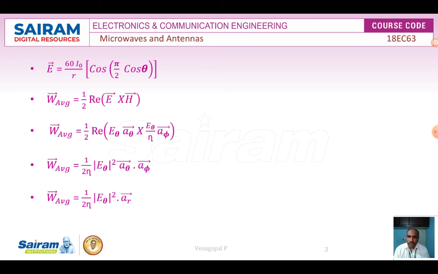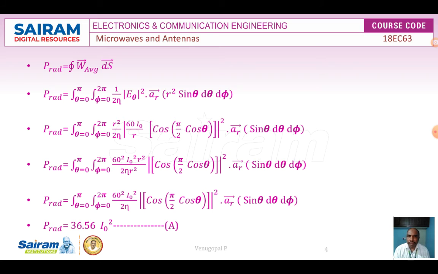Now we can find out radiated power using this average power density. We know that radiated power is equal to integration of W average into ds. So W average is 1 by 2 eta into E theta square into r, and ds is r square sin theta d theta d pi. As I told you in the short dipole also, ds is the elementary surface area in the spherical coordinate system. Elementary surface area in spherical coordinate system is given by r square sin theta d theta into d pi.